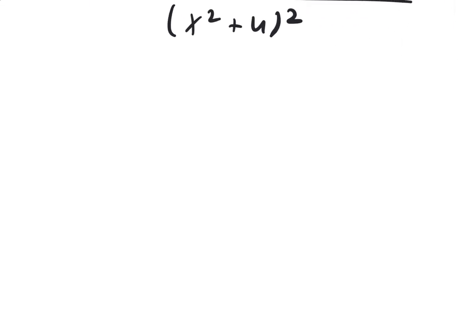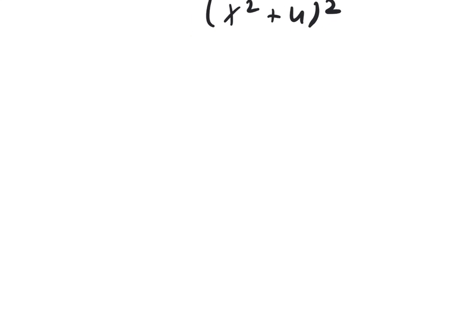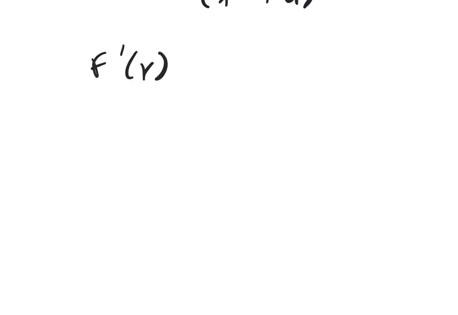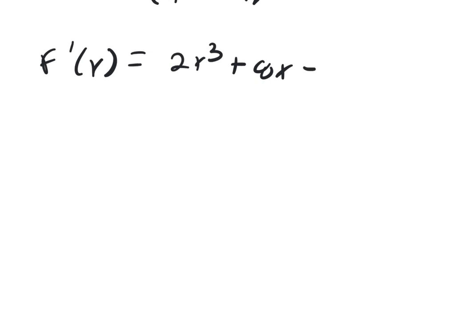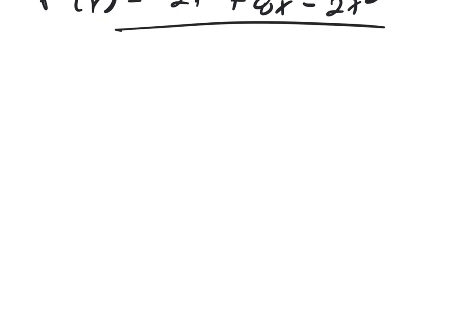So now we've got to solve this. Let's solve it real quick. 2x times x squared is 2x cubed plus 8x minus 2x cubed, over (x squared plus 4) squared also. 2x cubed minus 2x cubed is 0, so 8x over (x squared plus 4) squared.